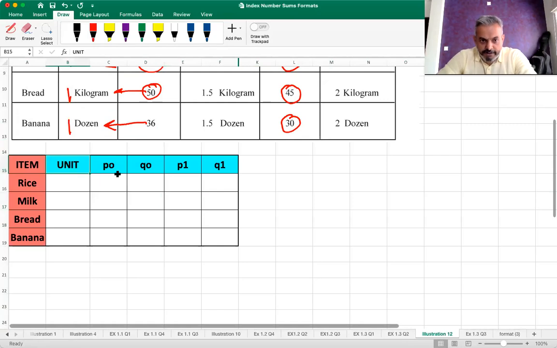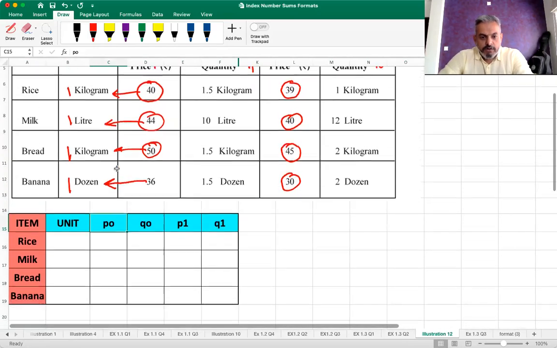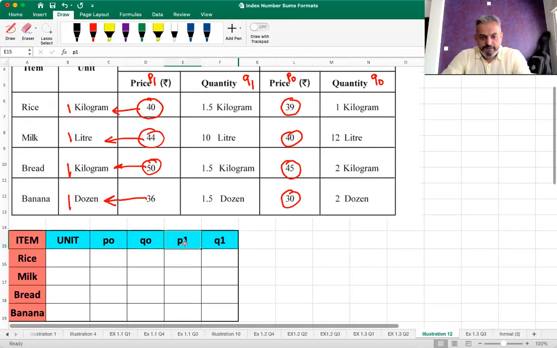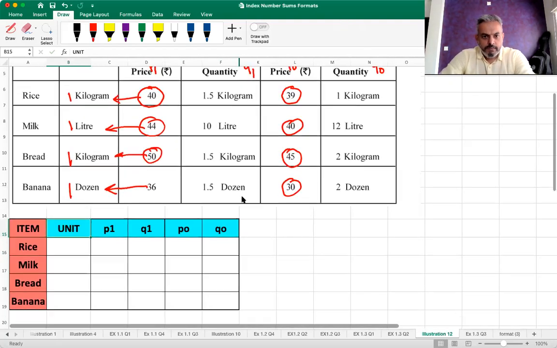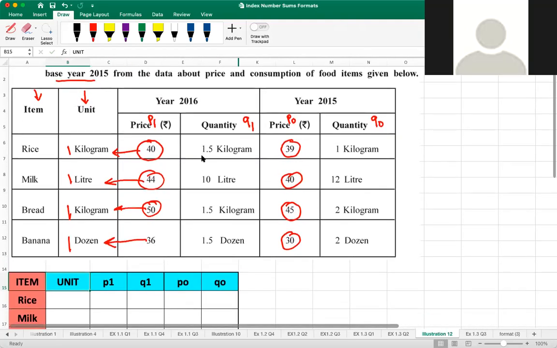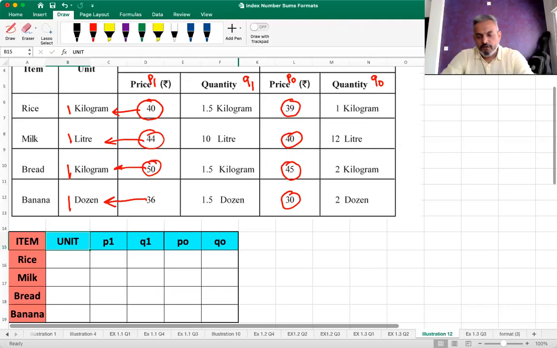Items, unit, P0, Q0, or let's change it. Okay. P1, Q1 I'll write first, and then P0 and Q0. So as it is given, we write it the same way. Yes, Adil, you want to speak anything?